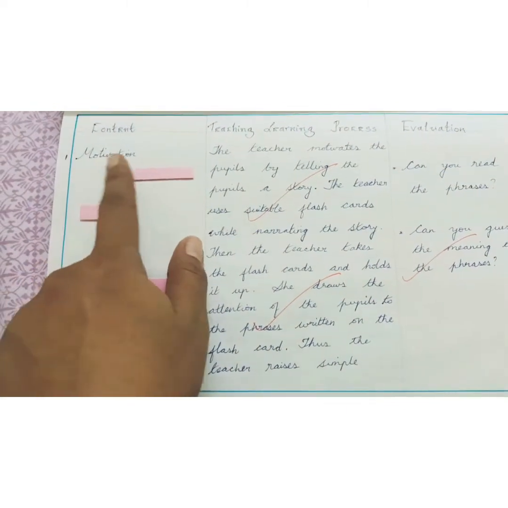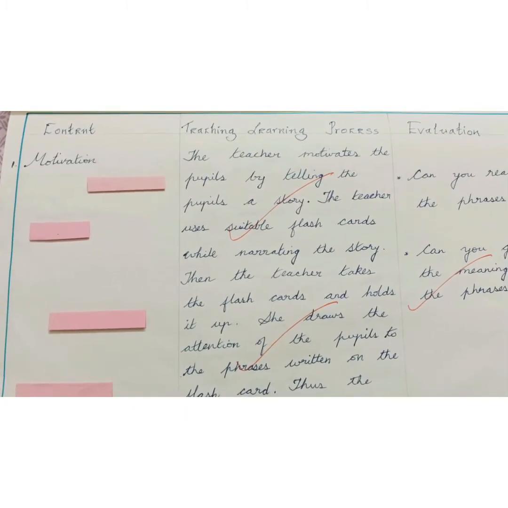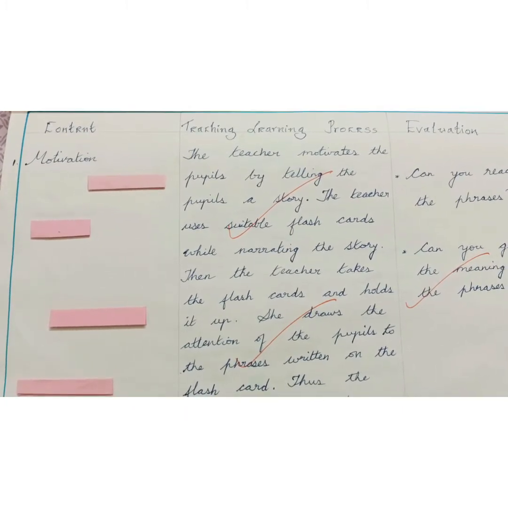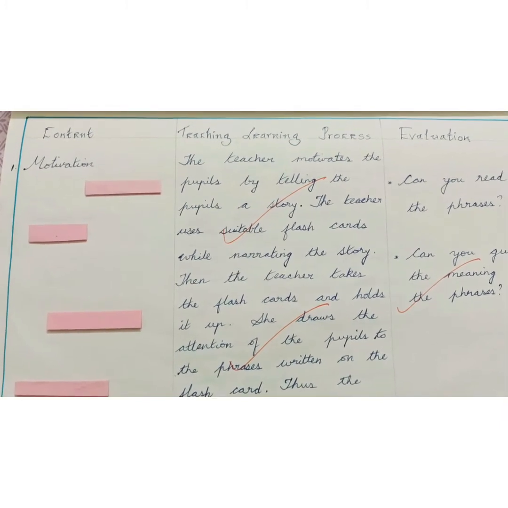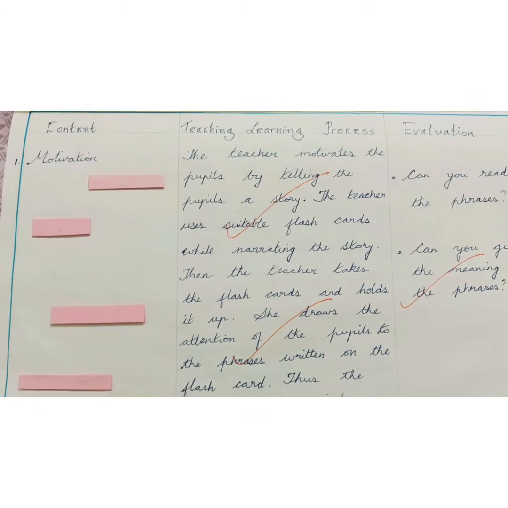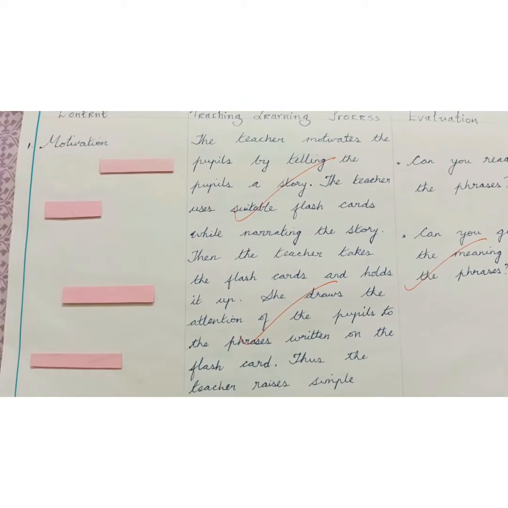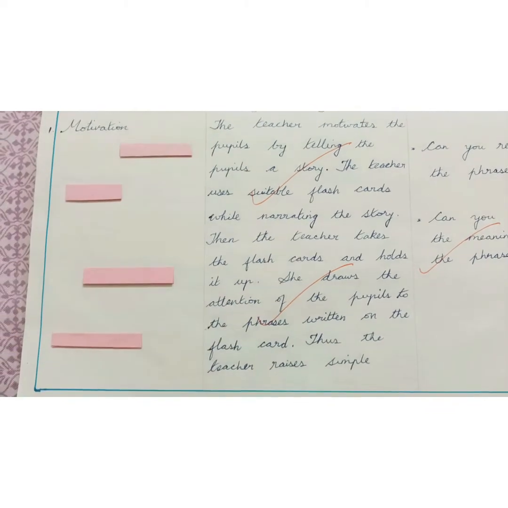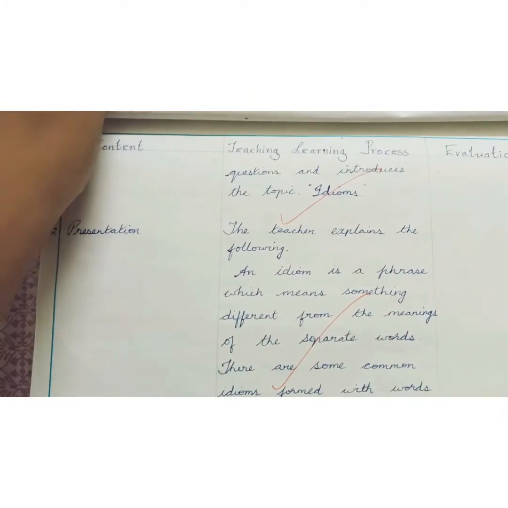So, the first step is motivation. The teacher motivates the pupils by telling the pupils a story. The teacher uses suitable flashcards while narrating the story. Then the teacher takes the flashcards and holds it up. She draws the attention of the pupils to the phrases written on the flashcard. Thus, the teacher raises simple questions and introduces the topic idioms.